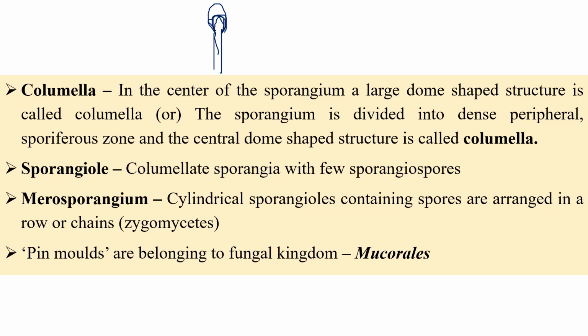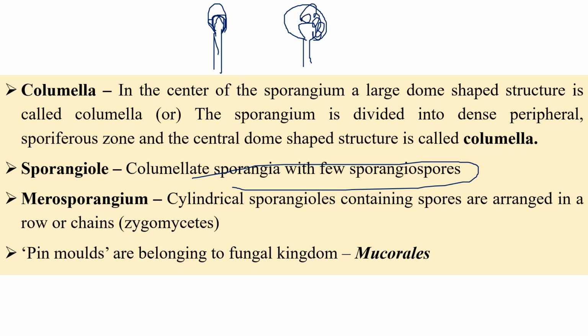Next one is sporangiole. A columellate sporangium with a few sporangiospores is known as a sporangiole. Merosporangia means the spores are produced cylindrically on the sporangium like this; this is called a merosporangium. Pin molds generally belong to the order Mucorales only. If you take a look at lecture number 35, you will get a better idea about this.